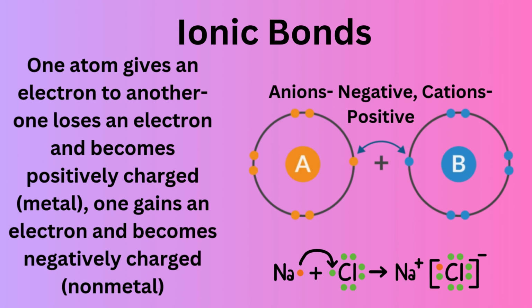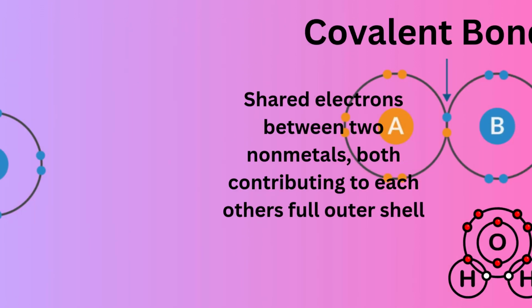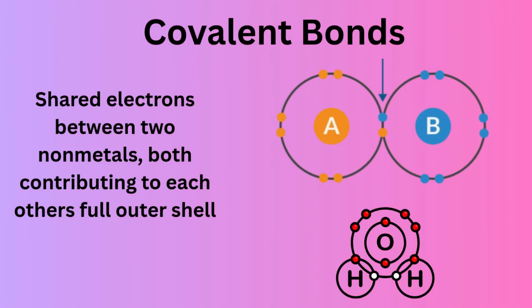Like table salt, sodium chloride. The sodium gives an electron to the chlorine, they become oppositely charged ions, and then they stick together. Perfect example. Covalent bonds, on the other hand, are all about sharing electrons, usually between two nonmetals.